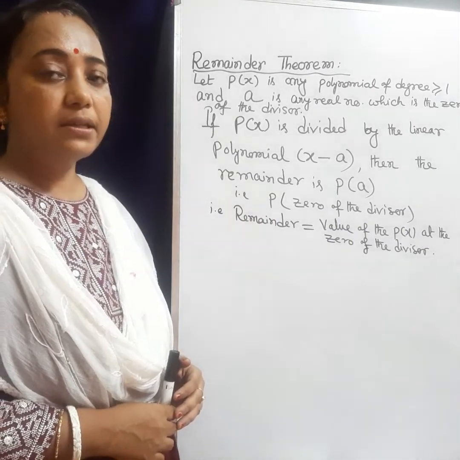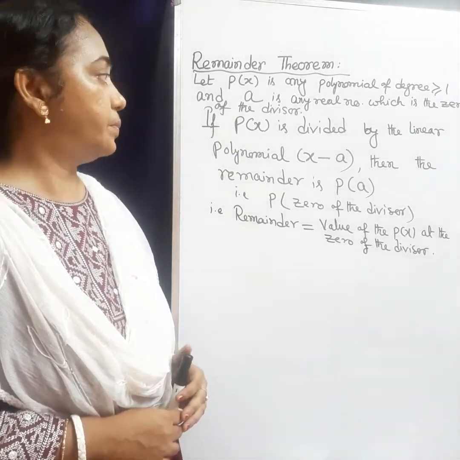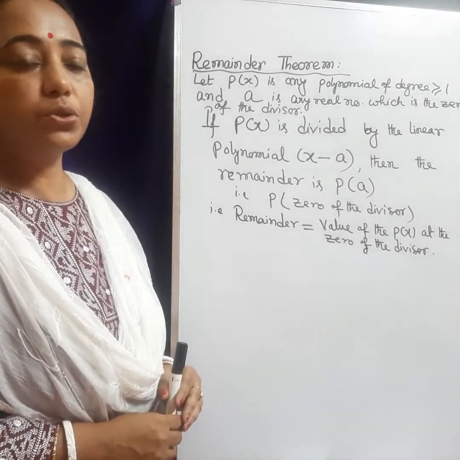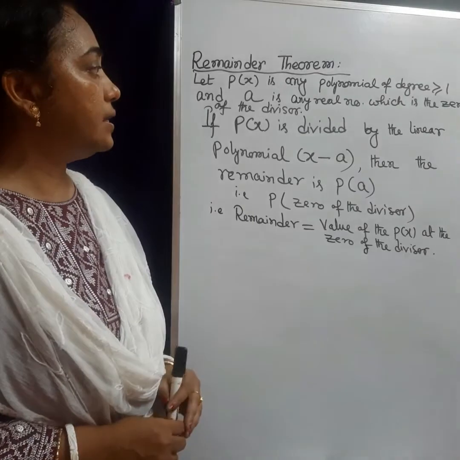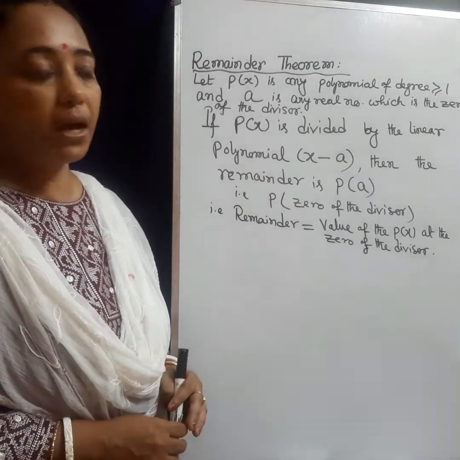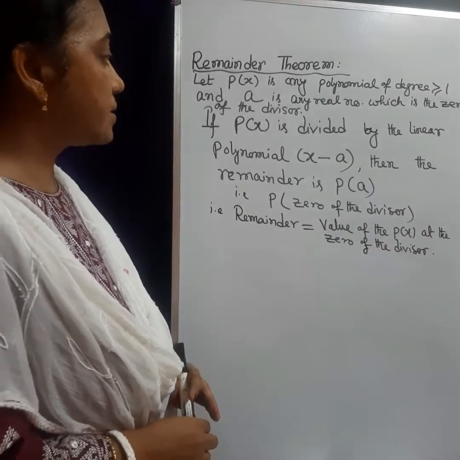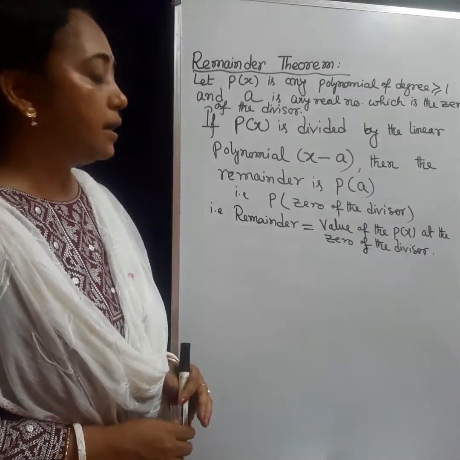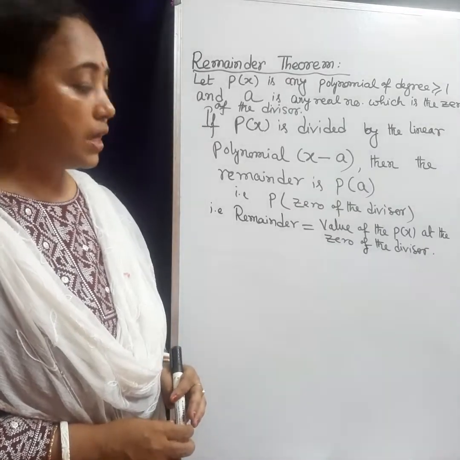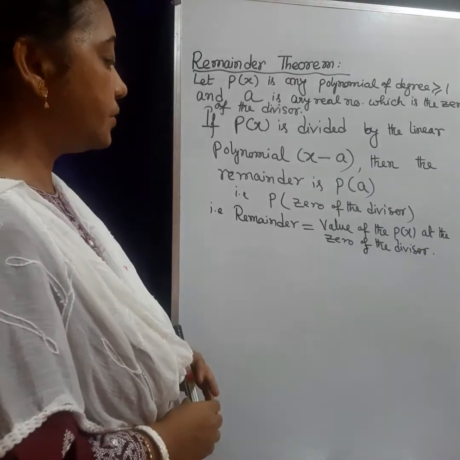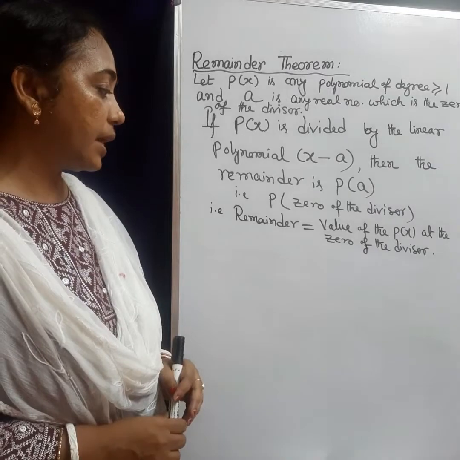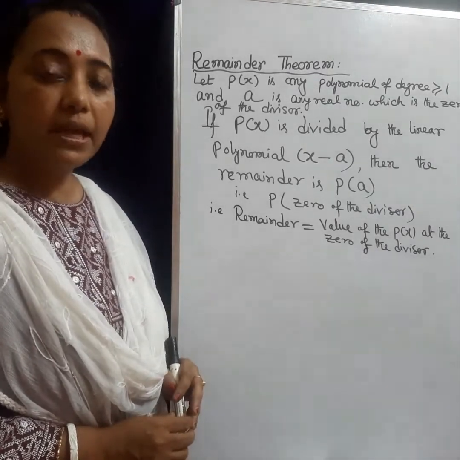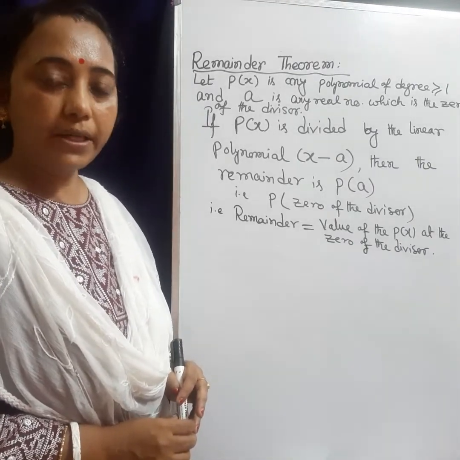Now let us see the statement of the remainder theorem. Let p(x) be any polynomial of degree greater than or equal to 1 and let a be any real number which is the 0 of the divisor. If p(x) is divided by the linear polynomial x minus a, then the remainder is p(a), that is, p of the 0 of the divisor. In other words, the remainder is equal to the value of the polynomial p(x) at the 0 of the divisor.